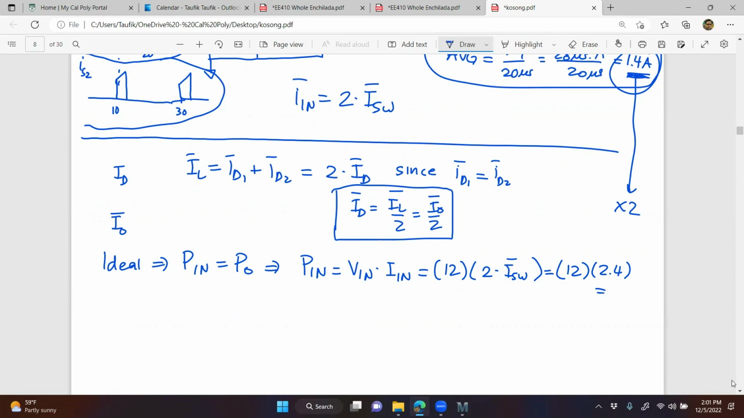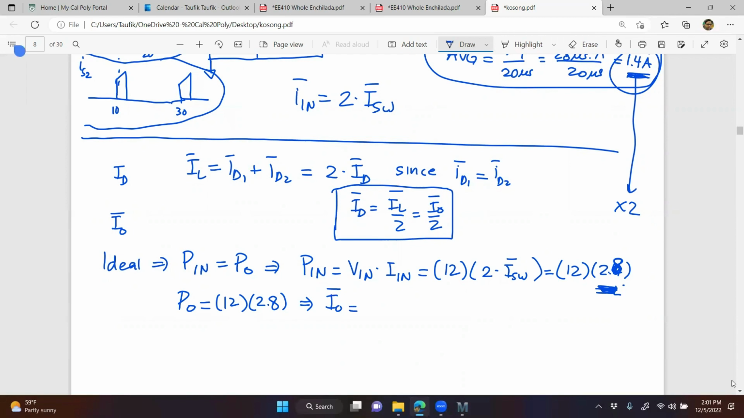What is that equal to? It should be 12 times 2.8. Gosh, yes, 2.8, my algebra is messed up. Whatever it is, 12 times 2.8 is equal to P in, and that is equal to P out. So P out is also equal to 12 times 2.8. And from there, I know I out average.